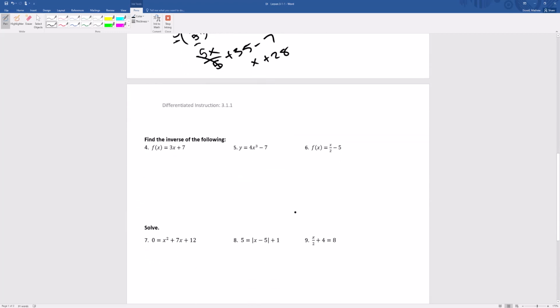For number 4, it says find the inverse of the following. Now to find the inverse, this is where we switch the x and y and then get y by itself. So we're going to switch the x and y, and now I'm going to get y by itself. So minus 7 on both sides. Divide both sides by 3. And there's my answer. For number 5, add 7 to both sides.